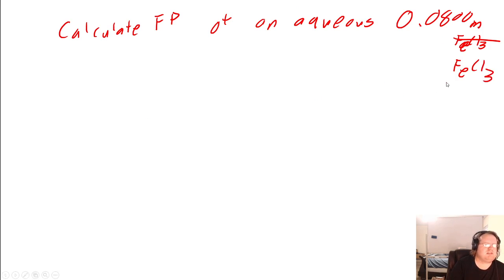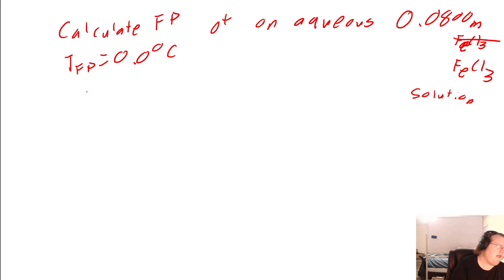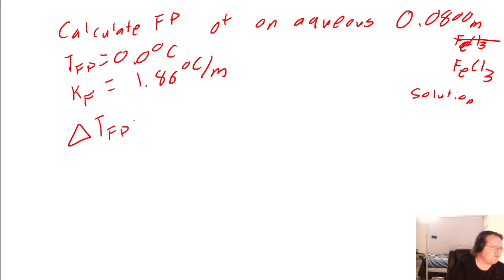Calculate the freezing point of an aqueous 0.800 molar FeCl3 solution. And from earlier, our freezing point temperature, as we know for water, is going to be 0.0 degrees Celsius. And our Kf is going to be 1.86 degrees Celsius per mole, or some will say negative 1.86.